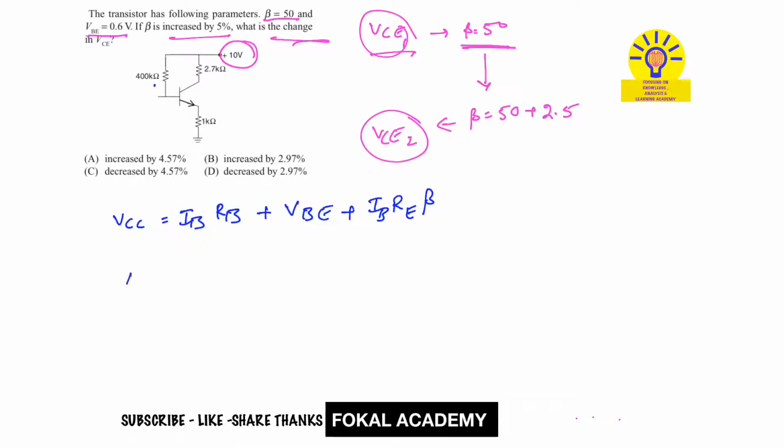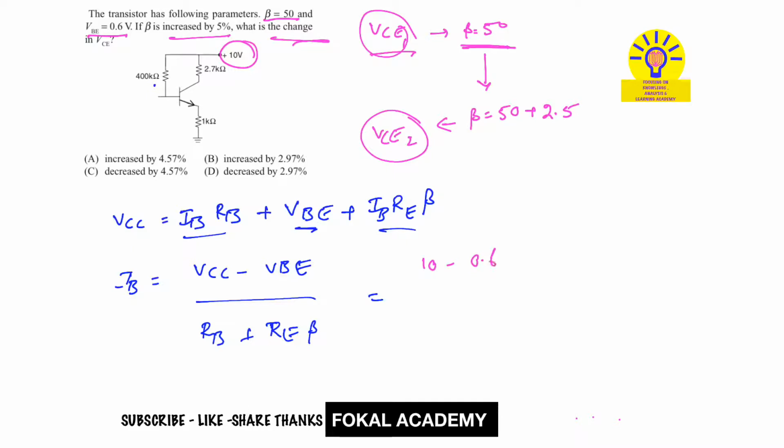So IB is equal to, bring this term to the left-hand side, that is VCC minus VBE. The remaining terms have IB in common, so that is divided by RB plus RE into beta. Now substitute here. VCC is equal to 10 volts and VBE is 0.6 volts, as given. So 10 volts minus 0.6 volts divided by RB, that is 400 kilo ohms, plus emitter resistance is 1 kilo ohm into beta, which is 50.